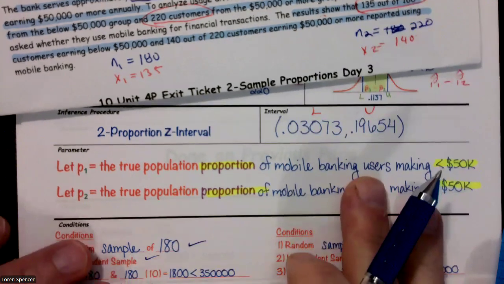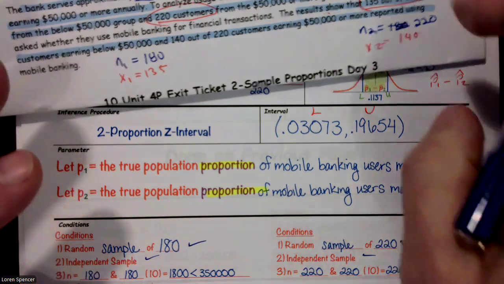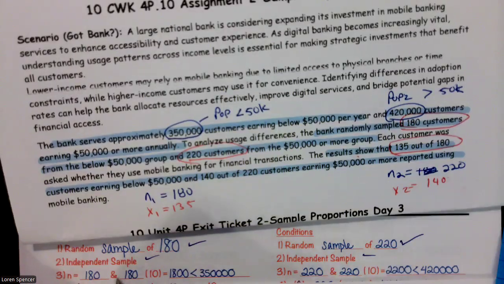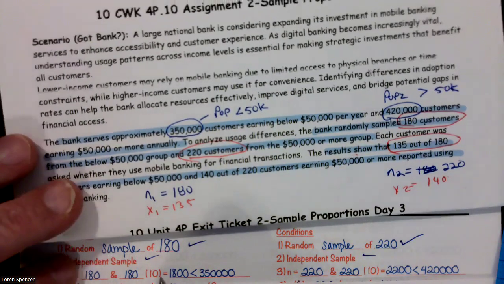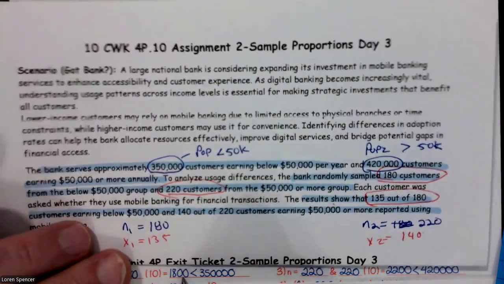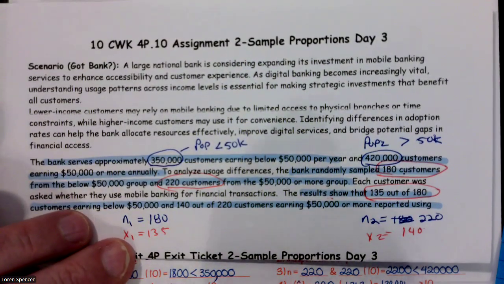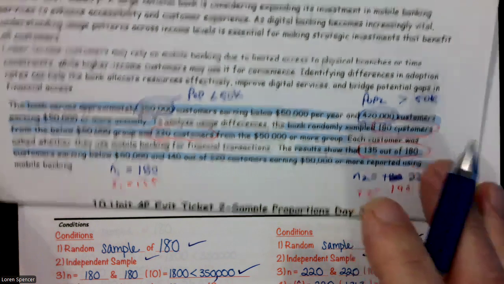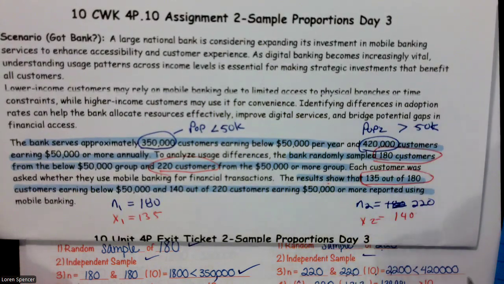Now we need to make sure that our samples were not too big. So we need to look at our populations. Well, sample 1 was 180. We wrote it right here. So what's 180 times 10? Well, that's 1,800. But we were told we had 350,000. So 1,800 is definitely less than 350,000. All right, this one wasn't too big. What about this one? Well, 220, we have it right there. 220 times 10 is 2,200. And we've said that our population was 420,000. So guess what? It's not too big either.